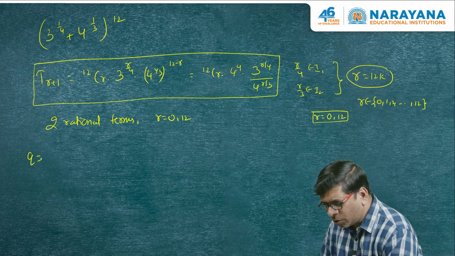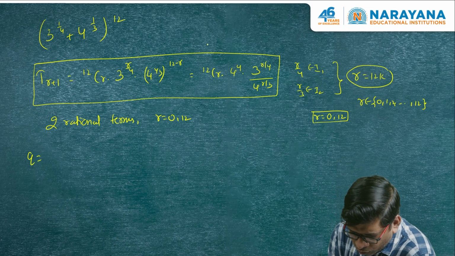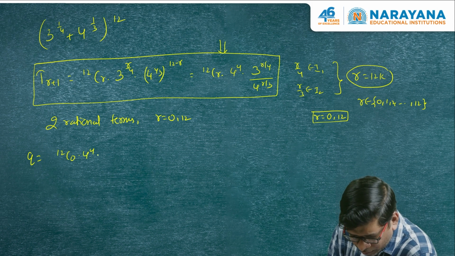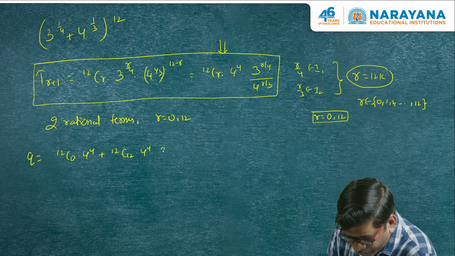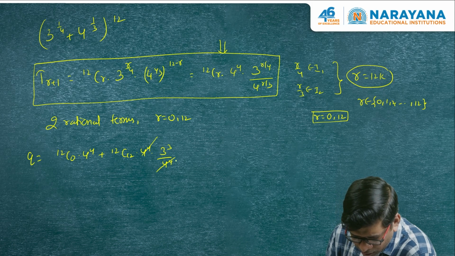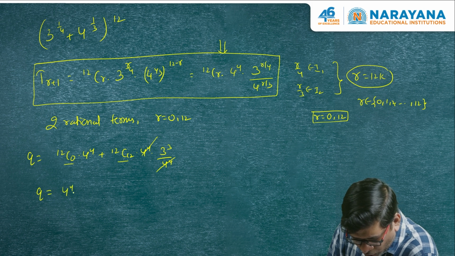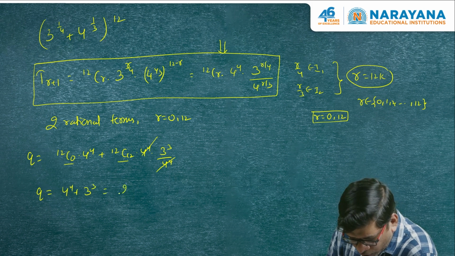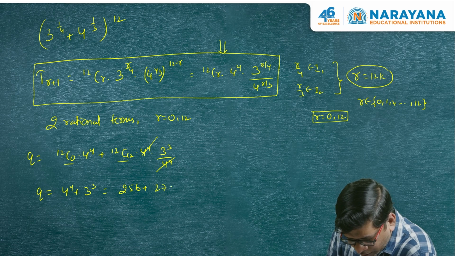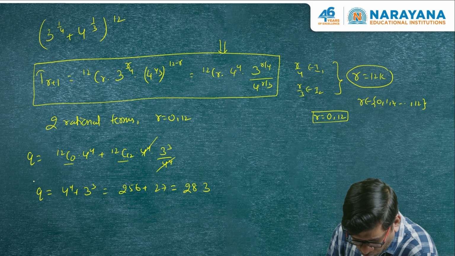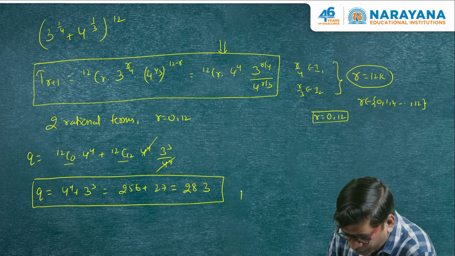So first put r equal to 0. If you put r equal to 0, you can use it here: 12C0 into 4 power 4. That's it. Plus, if you put 12, 12C12, 4 power 4, 3 cube by 4 power 4. So these two get cancelled. 12C0 and 12C12, both are 1. So finally we get Q as 4 power 4 plus 3 cube. 4 power 4 is 256. 3 cube is 27. So this becomes 283. So Q is 283 and you got p equal to 0.